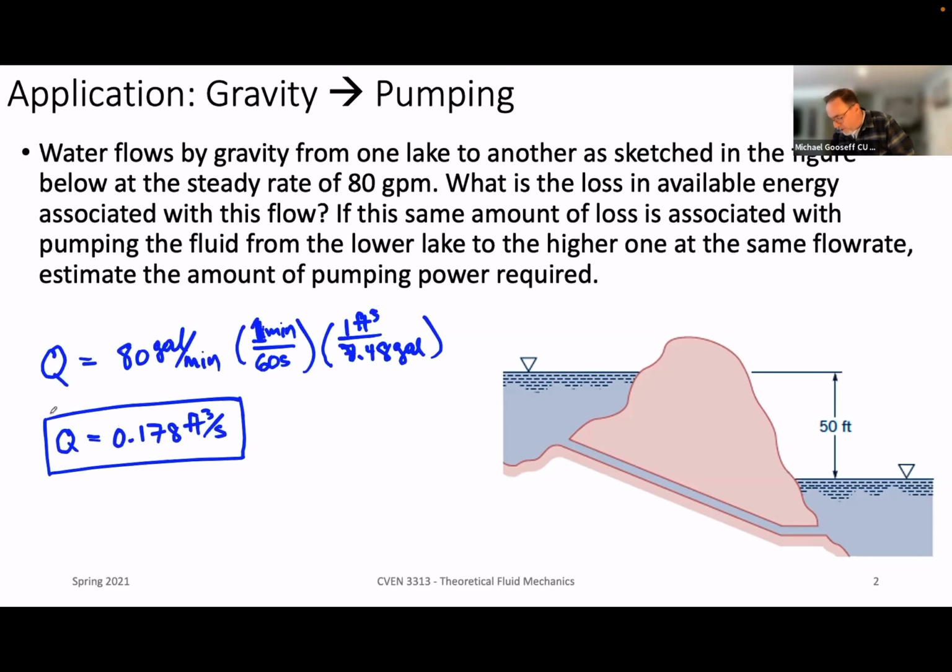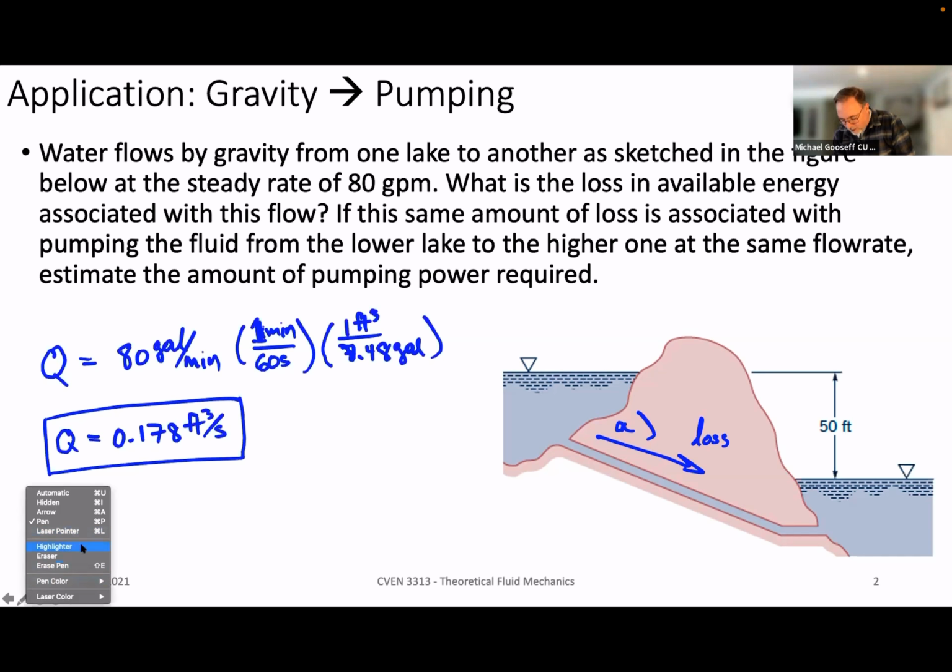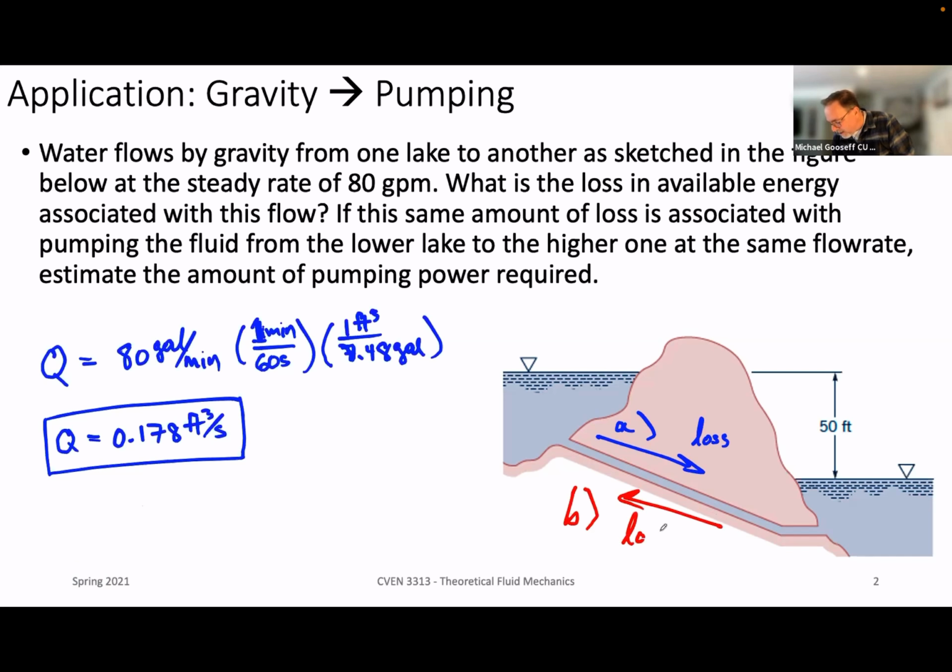For part A, let's figure out the loss when we're draining. Then in part B, we're going to take that loss from A and add to it, and figure out the energy needed to pump that water back up 50 feet to get back up to reservoir A.